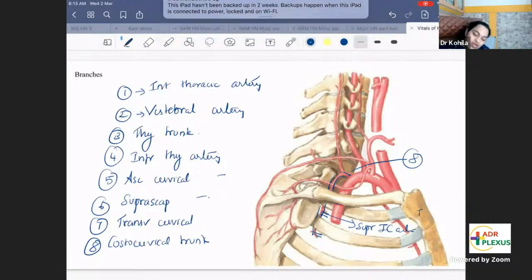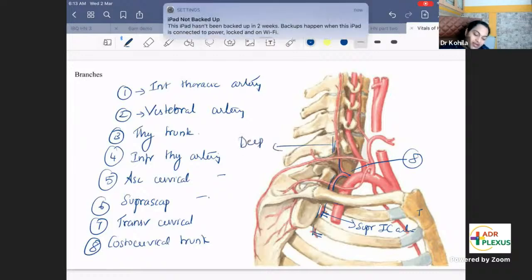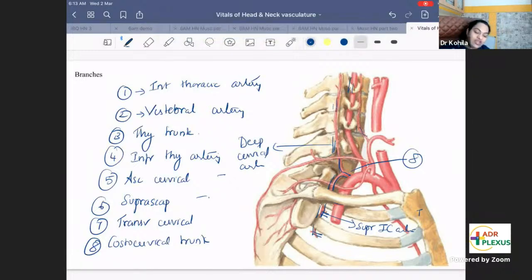What is happening to the cervical branch? This is the deep cervical, okay? The deep cervical artery. So you see the vertebral artery, just anterior to it, you can see the ascending cervical. That's a branch of inferior thyroid. Posterior to it, you see the deep cervical coming from costocervical trunk.